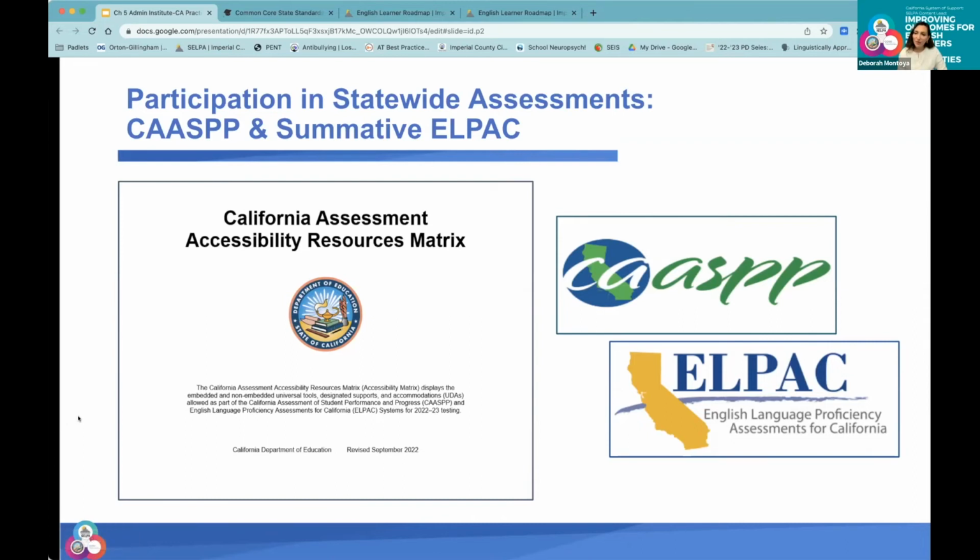But that may help us during our IEP teams in formulating those conversations and truly considering what does accessibility look like given the individual student and that student's disability. Next slide.